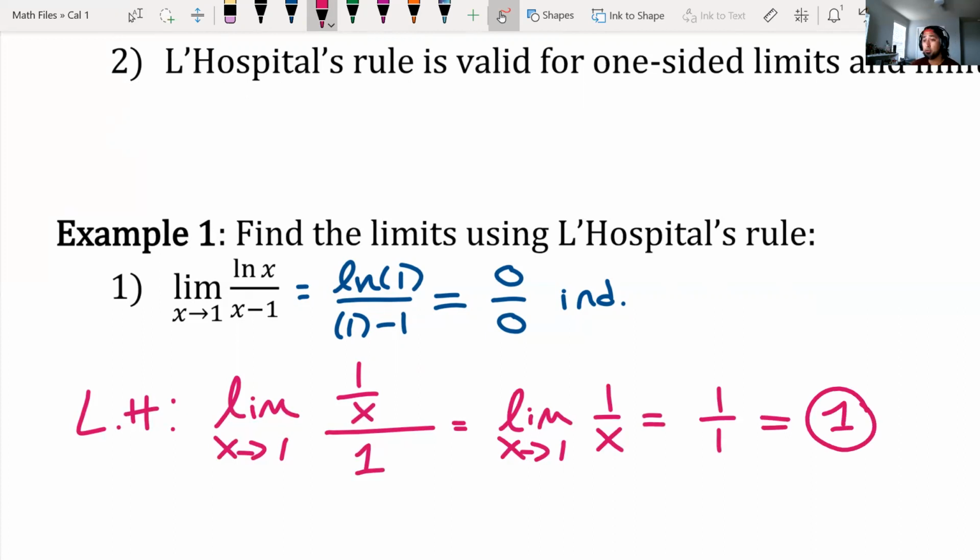Okay, and that's how L'Hopital's works. So if you come across an indeterminate form, then we can go ahead and use L'Hopital's method. You take the derivative of the numerator, you take the derivative of the denominator separately, simplify it, plug the limit in again, and if you run across another indeterminate form, then you keep using L'Hopital's until we get an answer.